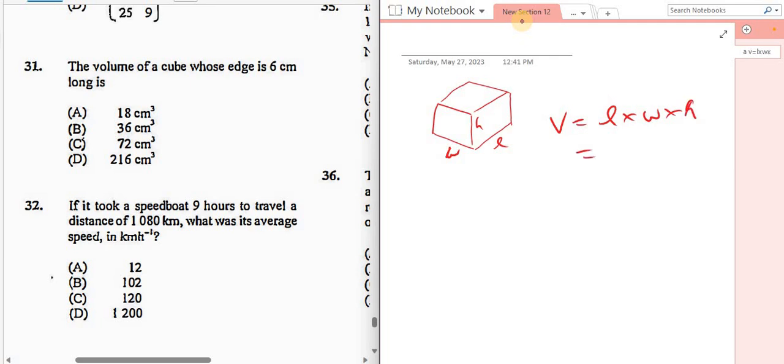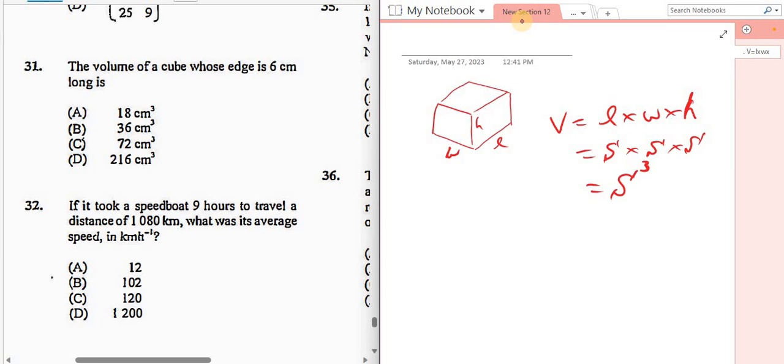Now, the length and the width and height, they're all the same measurement. So let's say the length has a measure of S. The width will also be equal to S, and the height will also be equal to S. So it's really S cubed. Why is it S cubed? Because they're all the same measurement.